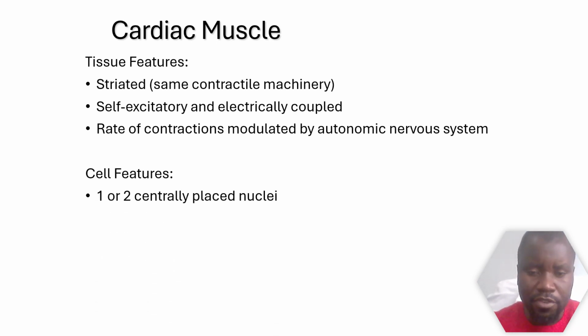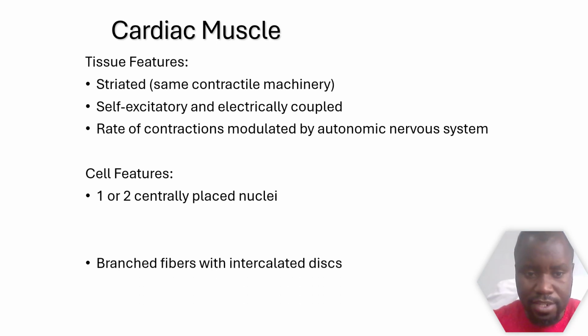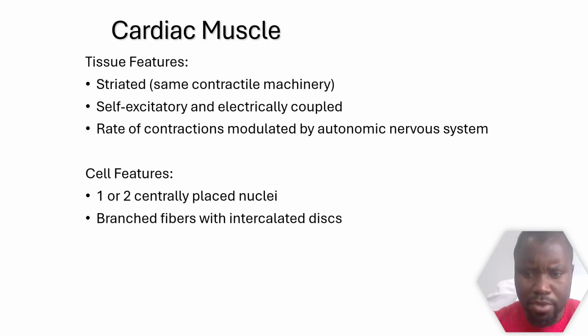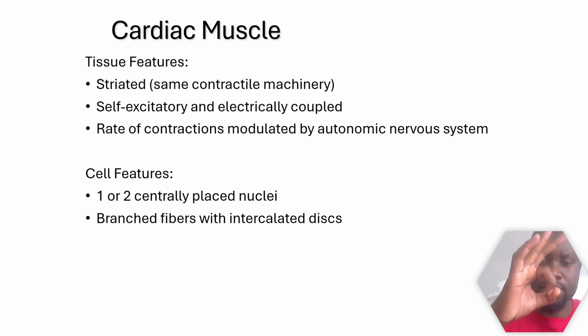What are the cellular features? We find one or two nuclei per cardiac cell. And these cells are branched, connected one to the next through structures called intercalated discs. In this structure, you find intercellular communication. Communication by attachment, so there are adhesion molecules that exist. Also communication by sharing cytoplasm, through what are called gap junctions, the spaces between cells.